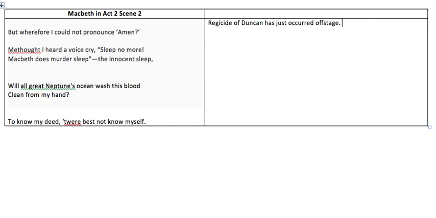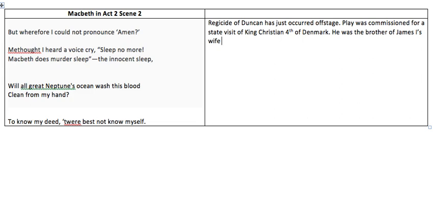Firstly, we think the play was commissioned for a state visit of King Christian IV of Denmark. I might just need to check whether he's Christian with a C or a K. He was the brother of James I's young wife Anne. So when this play would have been performed, there would have been two kings in the audience.